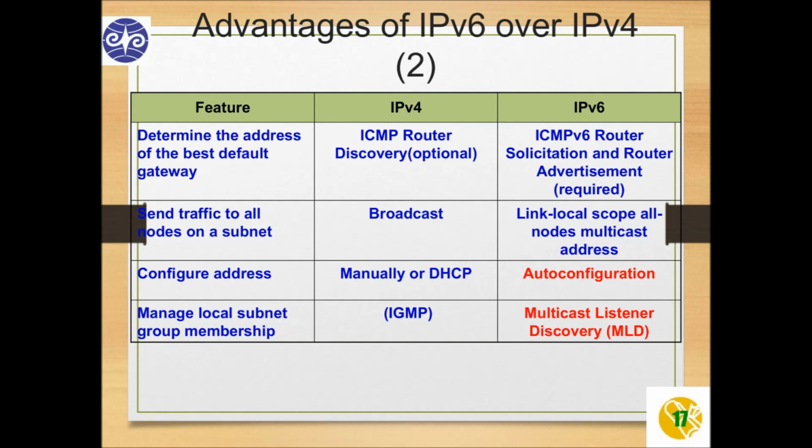The last feature is manage local subnet group members. In IPv4 we use Internet Group Message Protocol, and in IPv6 we use MLD, which is multicast listener discovery. These are protocols. IGMP is a protocol and MLD is also, which is used for the subnet group membership data transmission. So in this way we have completed our today's lecture.